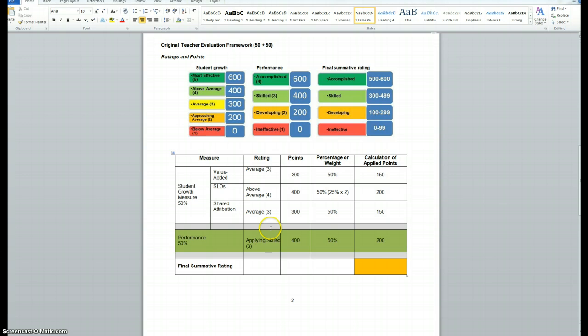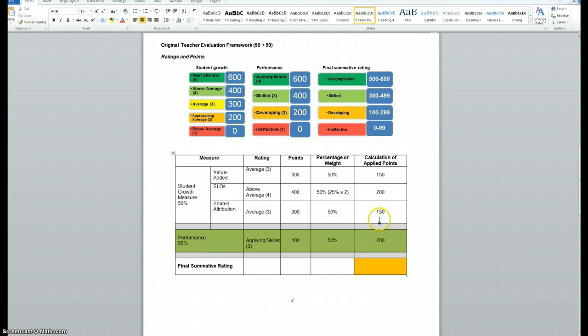If you're a shared attribution teacher, based upon the value-added scores in your building, and your building received an average composite score, you received the 300 points, and 50% of that is 150. So there, based upon your student growth measure, is your 50%. But remember, you also have the 50% which is your teacher performance side from iObservation. Let's say in iObservation you are a 3.0 in your IPS, and you received a skilled or applying rating. That earns you 400 points. Remember, that's 50% of that 400, so that becomes 200.